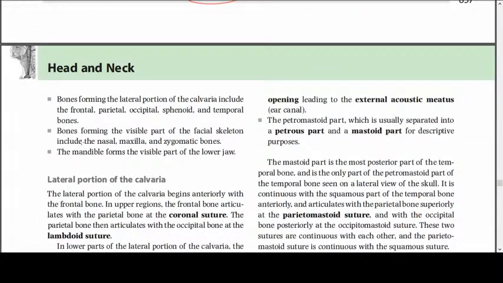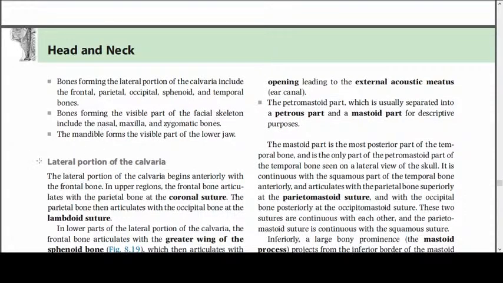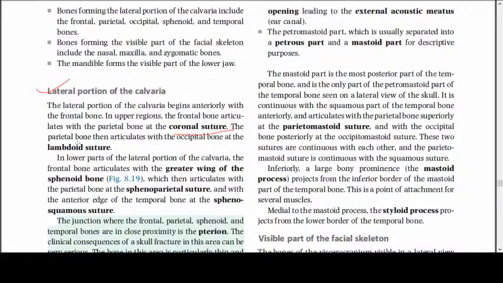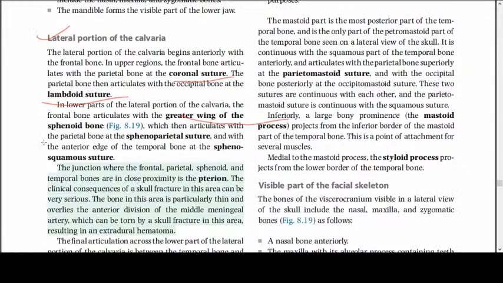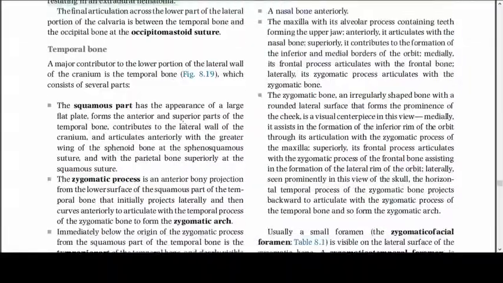Lateral portion of the calvaria. Coronal sutures, lambdoid sutures, sphenoparietal sutures. We have already talked about the sutures at that particular point.